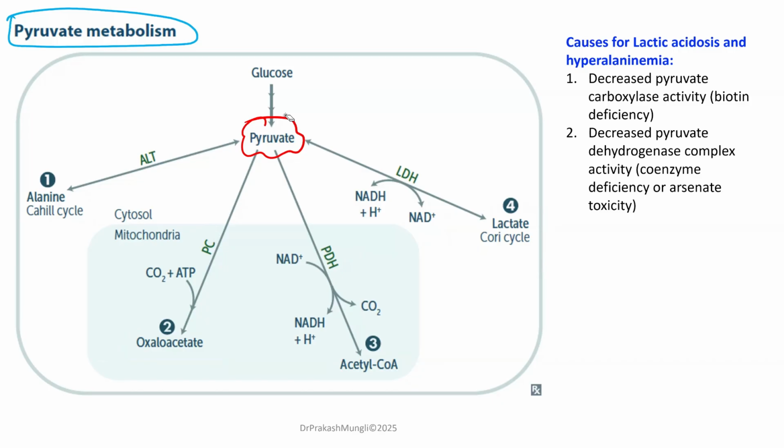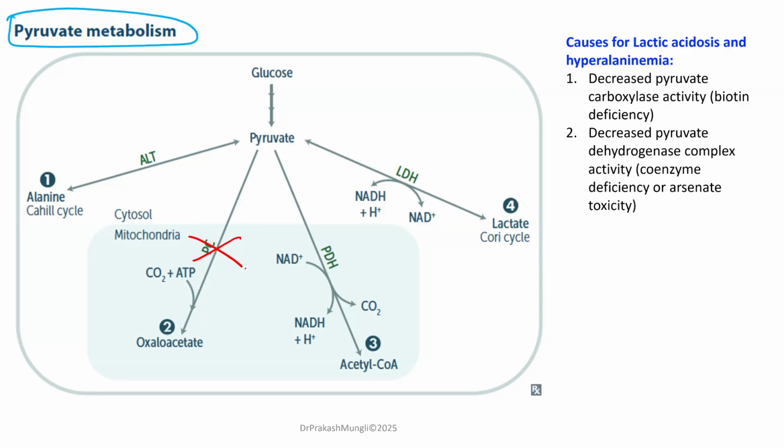What we will do now is decrease pyruvate carboxylase enzyme. Let's consider your pyruvate carboxylase enzyme is not working. Let's say it is mutated and not working. Pyruvate carboxylase enzyme deficiency, or biotin is deficient. Either way, because biotin is the coenzyme for pyruvate carboxylase. Either the enzyme is deficient because of mutation, or biotin deficiency, vitamin B7 deficiency.